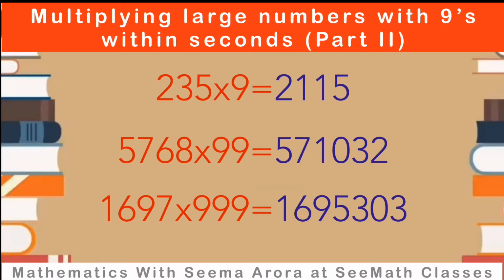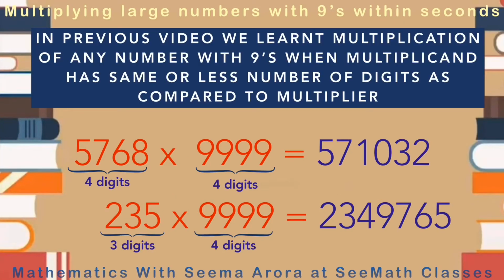As we can see in all these examples, the number of digits in the first number is more than the number of digits in the number having nines. Today we will learn about multiplication of this type of numbers quickly, by consuming just 2-3 seconds. In the previous video, I explained the trick of multiplication of any number containing the same or lesser number of digits as compared to the number having repeated nines, in one step.